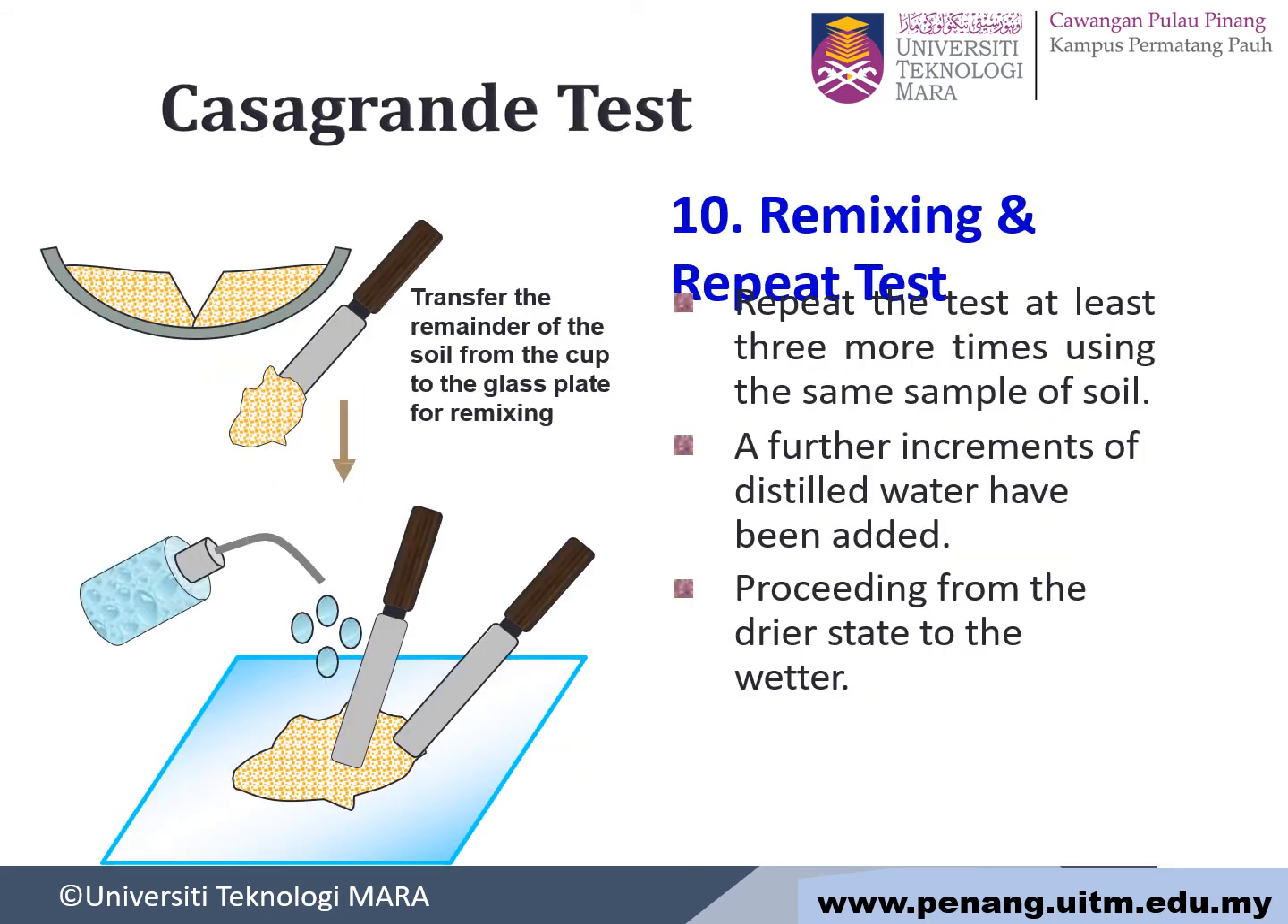Step number 10, remixing and repeating the test. Repeat the test at least 3 more times using the same sample of soil. A further increment of distilled water is added, proceeding from the drier state to the wetter.